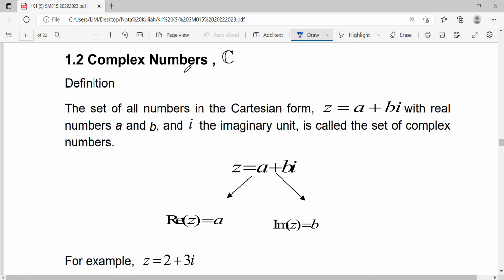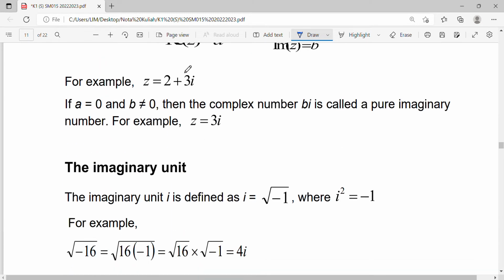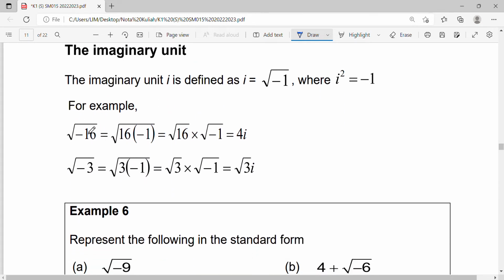So complex number is... when you press on your calculator, just for example, square root of negative 16, what will you get in your calculator? Math error. So it won't be defined in your calculator. So what have you learned? The numbers that you learned before in your secondary school are all under real numbers.